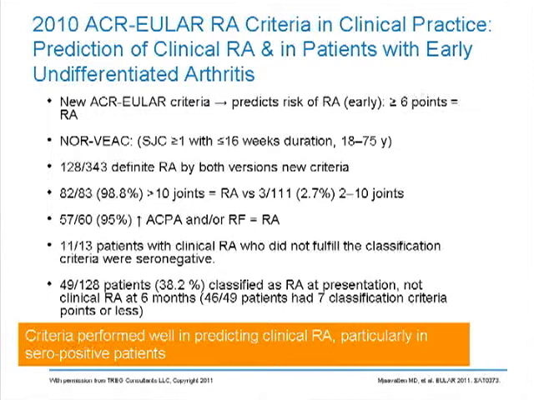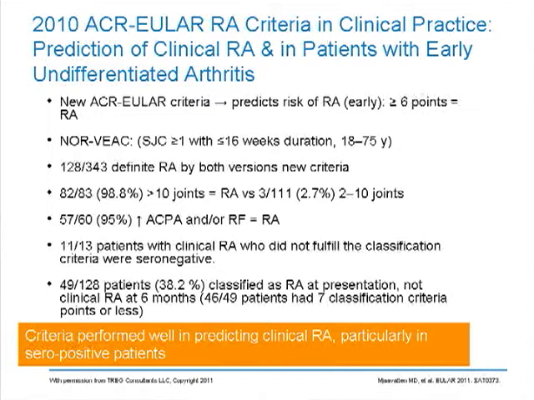Of these patients, slightly less than half had definite rheumatoid arthritis by both versions of the new criteria. Of these, 98.8%, 82 of 83, with greater than 10 joint involvement had RA versus only 3 of 11 who had 2 to 10 joints. And 95% of patients, 57 out of 60, who had an increased anti-CCP and/or positive rheumatoid factor also were diagnosed as rheumatoid arthritis. 11 out of 13 patients with clinical RA who did not fulfill the classification criteria were seronegative.